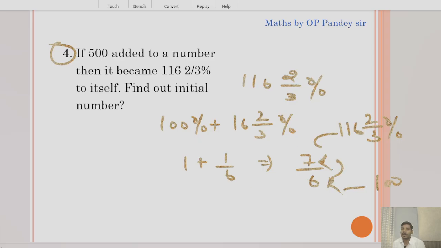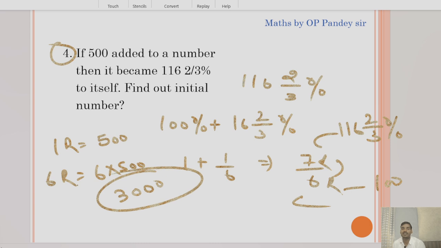Clear? Adding 1 ratio. So 1 ratio is 500. 1 ratio is how much? 500. And what is the original value? That is 6 ratio. It means 6 into 500, the answer must be 3000. 3000 is the correct answer for this question, right?